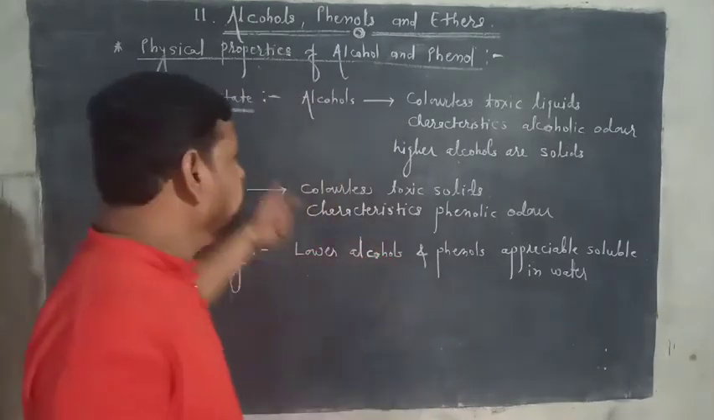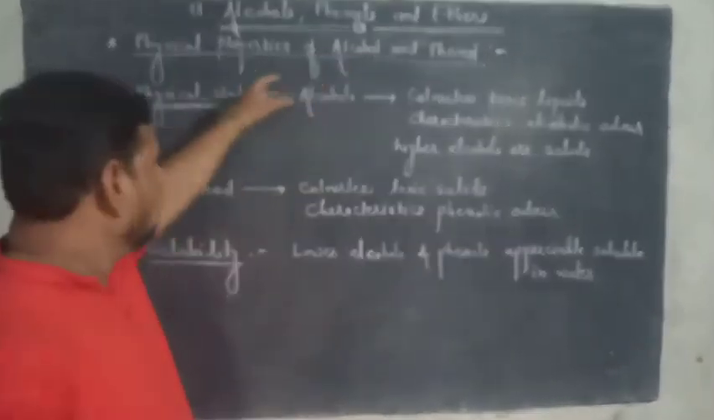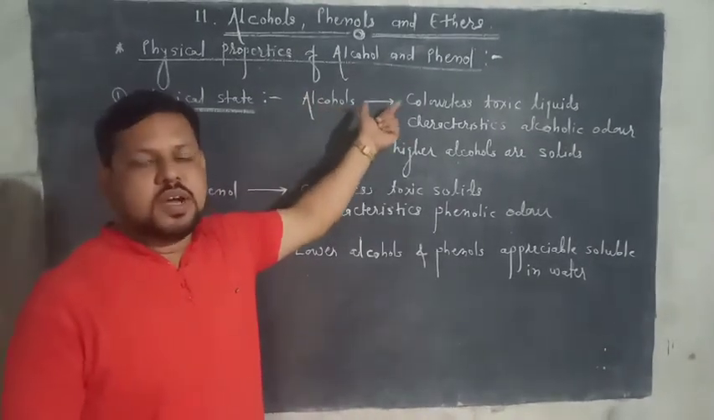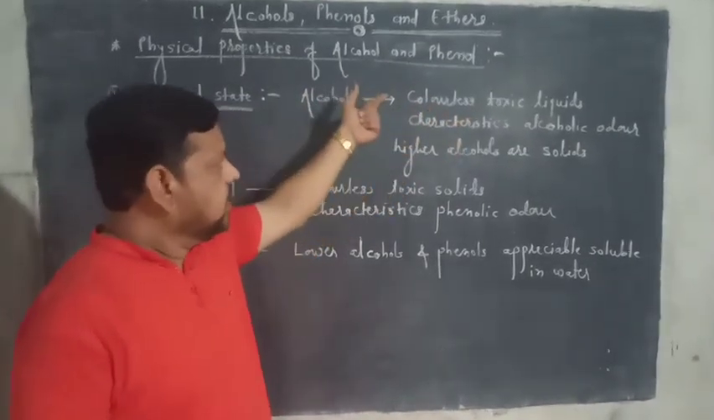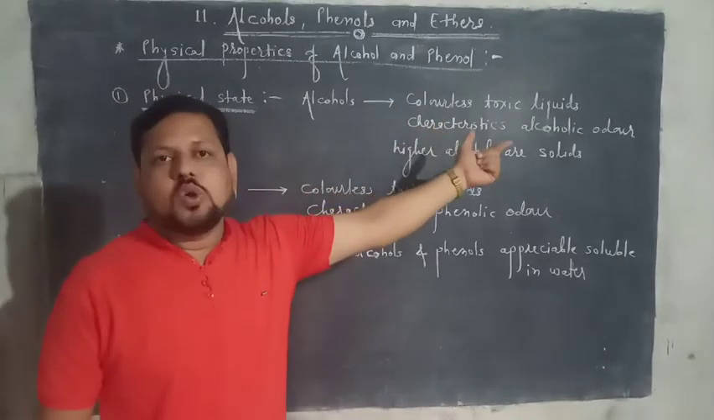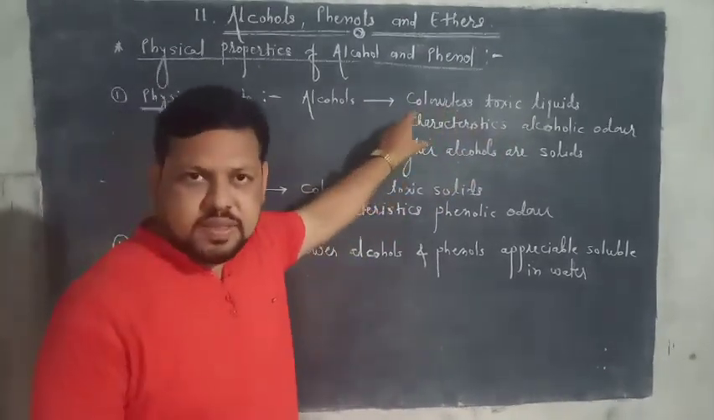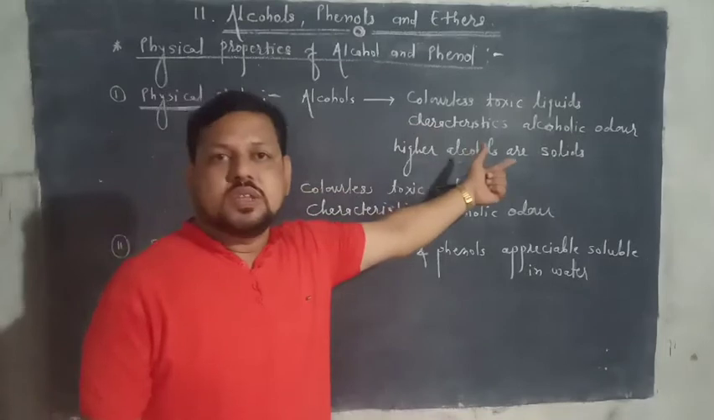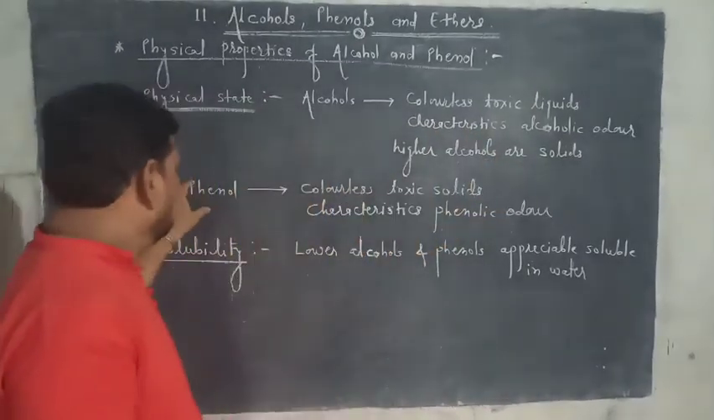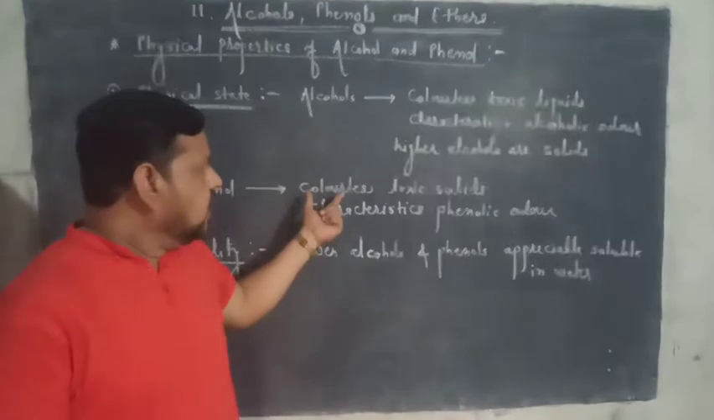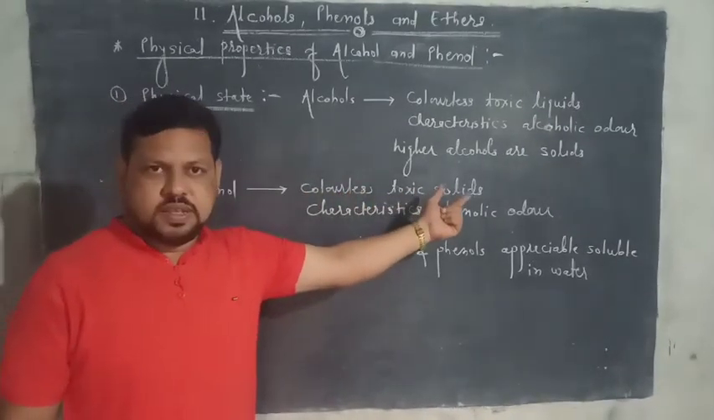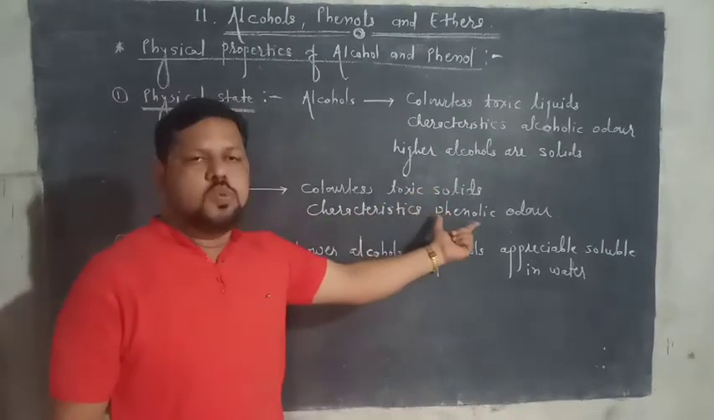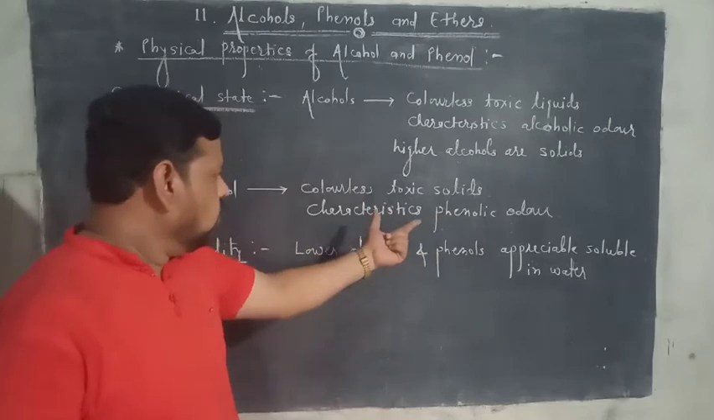Then we discuss the physical properties of alcohol and phenol. Number one, physical state. Alcohols are colorless toxic liquids having characteristic alcoholic odor. In this case, lower alcohols are liquid in form, but higher alcohols are solid. Then phenol is also a colorless toxic solid. They have a needle shaped structure, and have a characteristic phenolic odor.